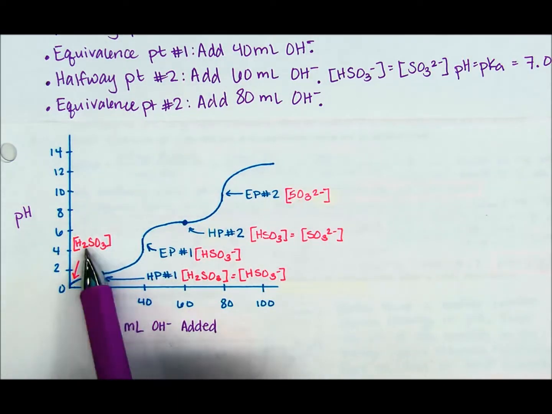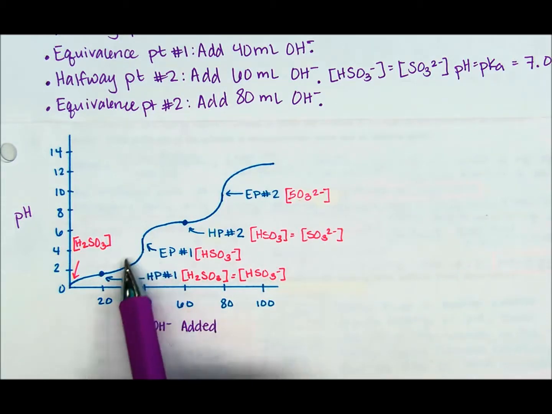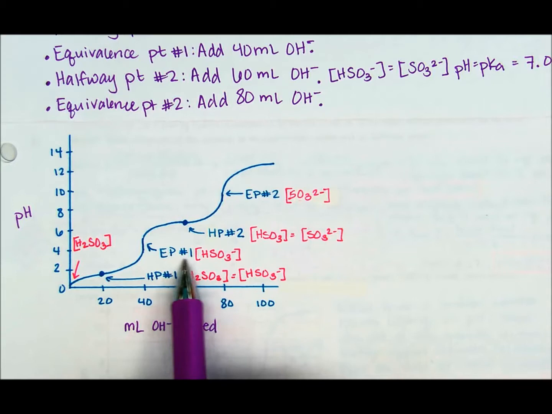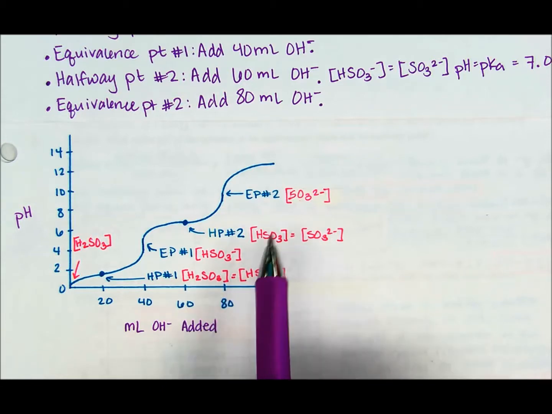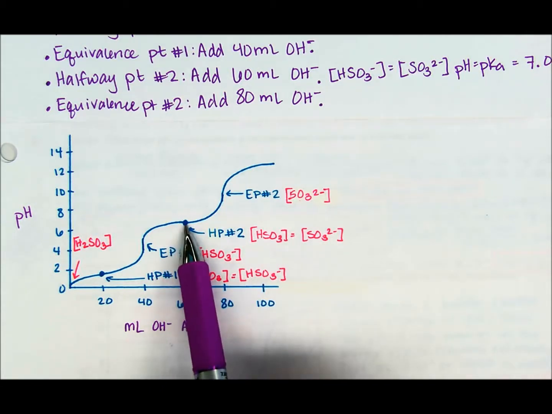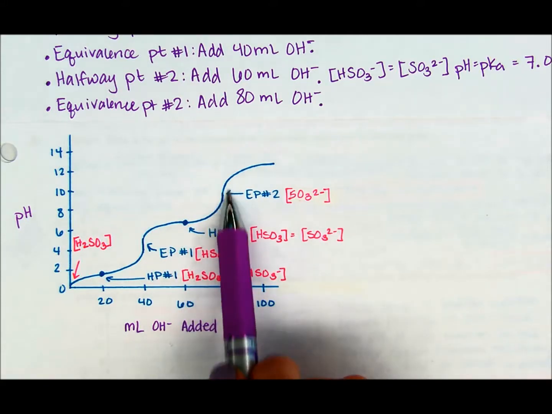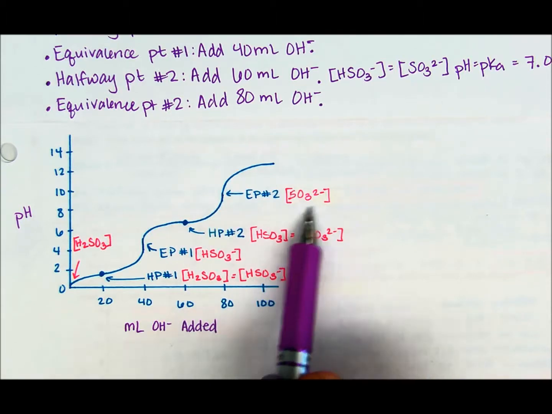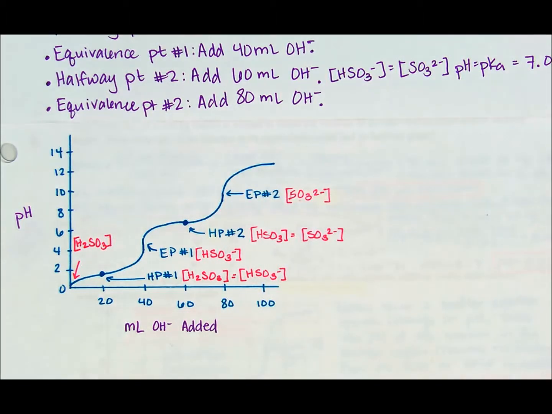Okay, so my starting point, I only had sulfurous acid. Then I get to my halfway point number 1, where I have sulfurous acid equal to its conjugate base right there. At my first equivalence point, I only have my conjugate base, but now that's going to act as my acid for the next reaction. So now this is going to dissociate. This H plus is going to come off, and we're going to get our acid concentration at halfway point 2 at a pH of 7 equal to its conjugate base. And then finally, lastly, at my very last equivalence point, I only have the SO3 2 minus left in solution, and your pH just continues to climb as you go.